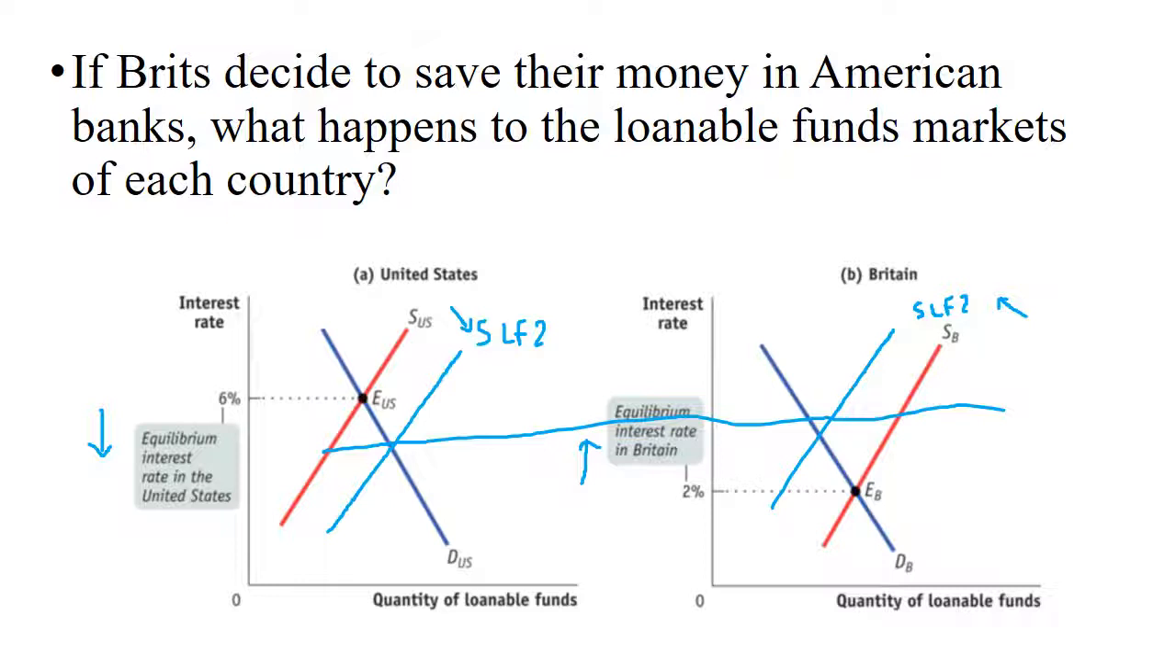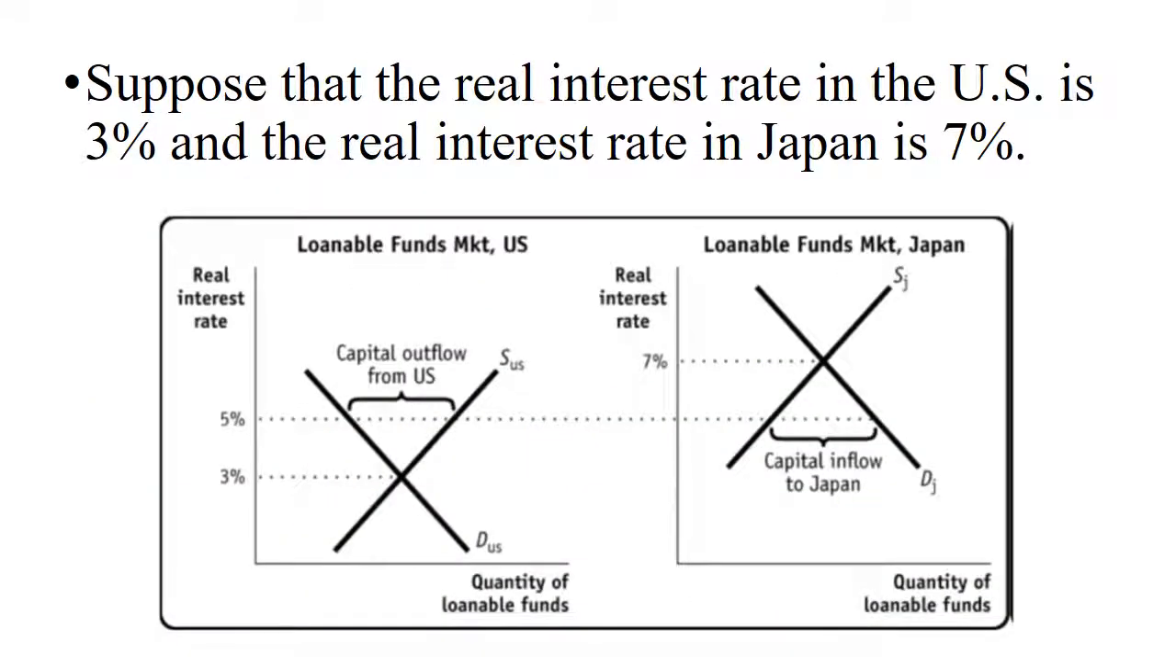Now let's try one on our own. Looking at 2 different loanable funds markets, we see the one on the left is from the US and the one on the right is from Japan. The equilibrium interest rate in the United States is 3%, and the equilibrium interest rate in Japan is 7%. So if you were a saver, which country would you decide to save your money in? Japan is the wiser choice as long as you feel like your money is safe in Japan, because you'll earn a higher real interest rate in those banks compared to American banks.